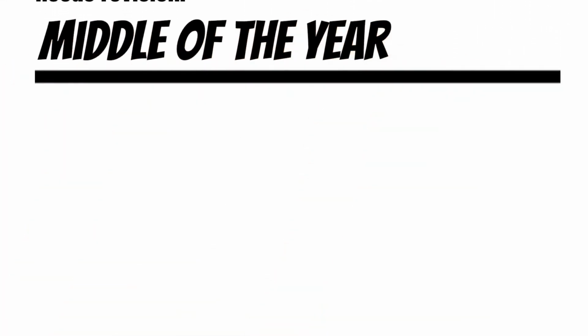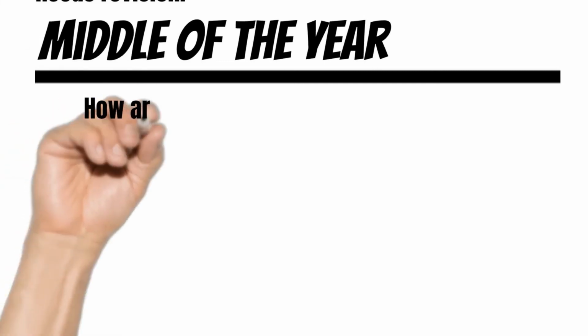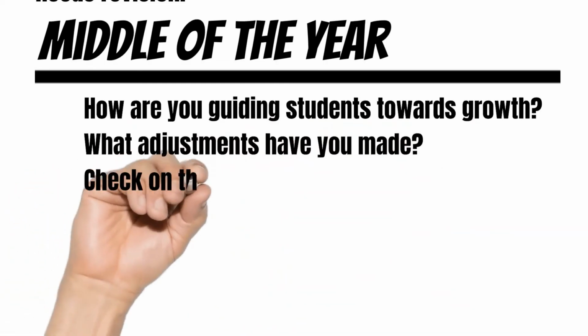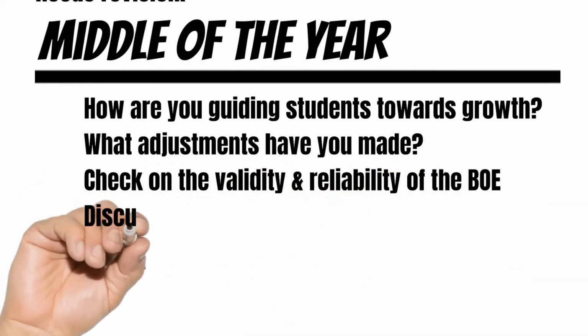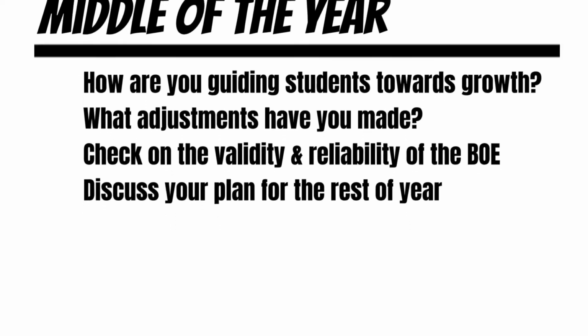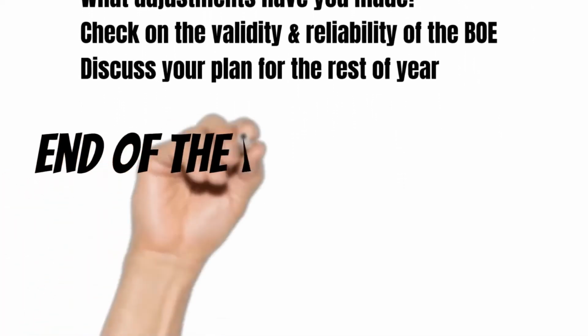At the middle of the school year conference, be prepared to discuss the following questions with your appraiser. How are you guiding students towards their targets? What adjustments have you made throughout the progress monitoring period? Your appraiser will also check the validity and reliability of the body of evidence that you've collected so far. And finally, you will discuss your plans for the rest of the school year.